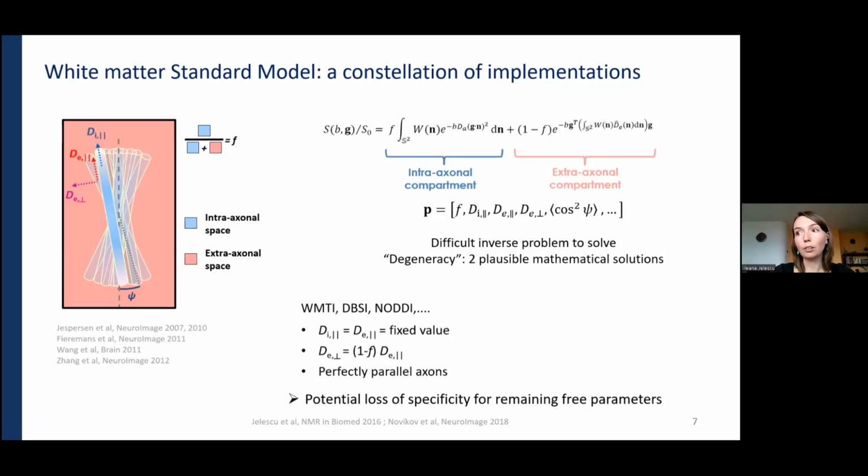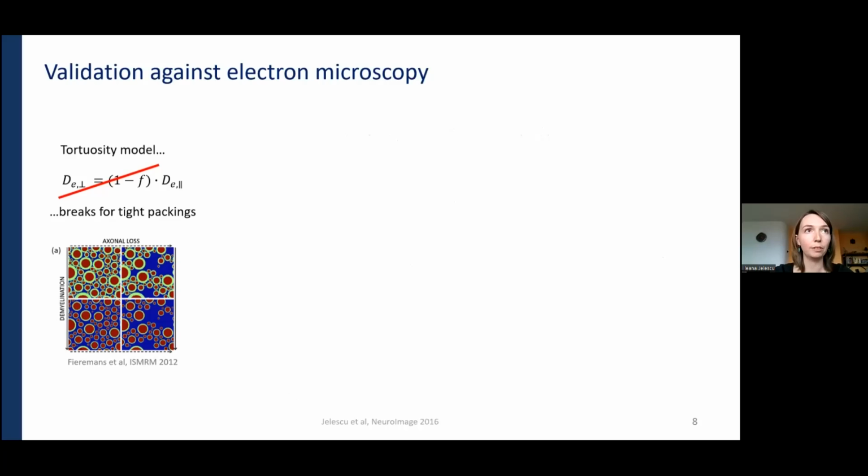And so this standard model has undergone a series of validation steps over the past years, and I will try to cover some of them briefly. First of all, we tried to assess this tortuosity model, or simplifying assumption, that was tying completely the extracellular radial diffusivity to the axon fraction. It had been shown that this tortuosity model actually breaks for tight packings in simulations.